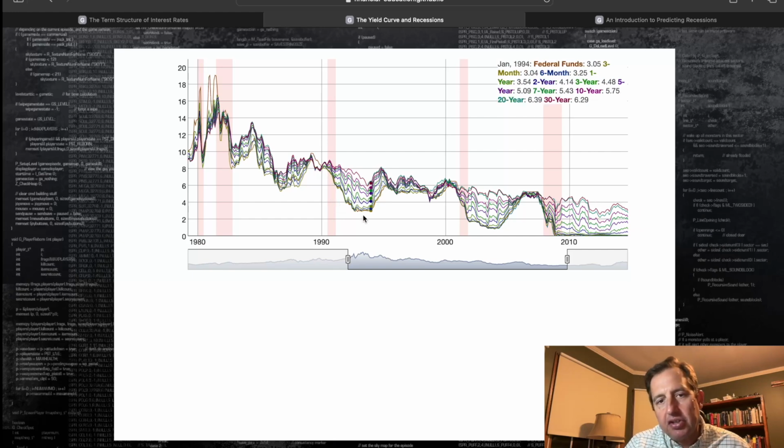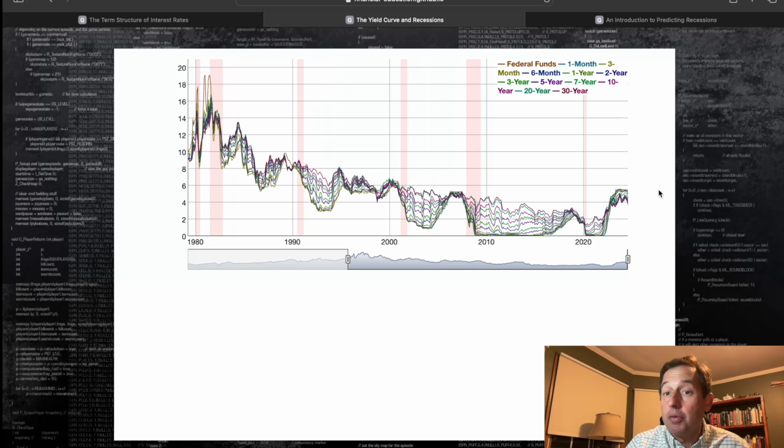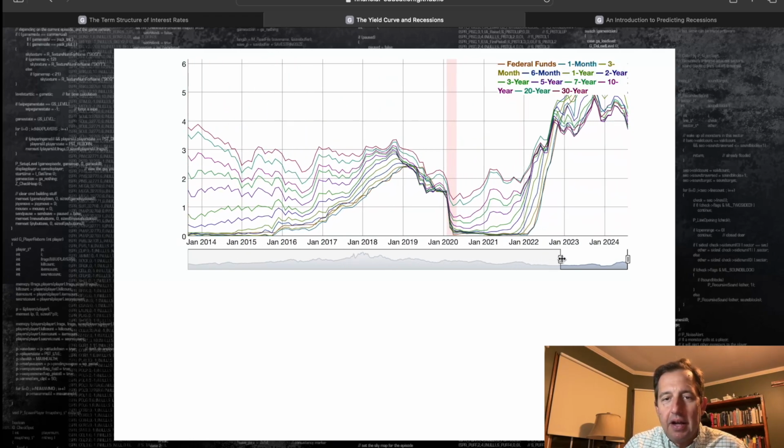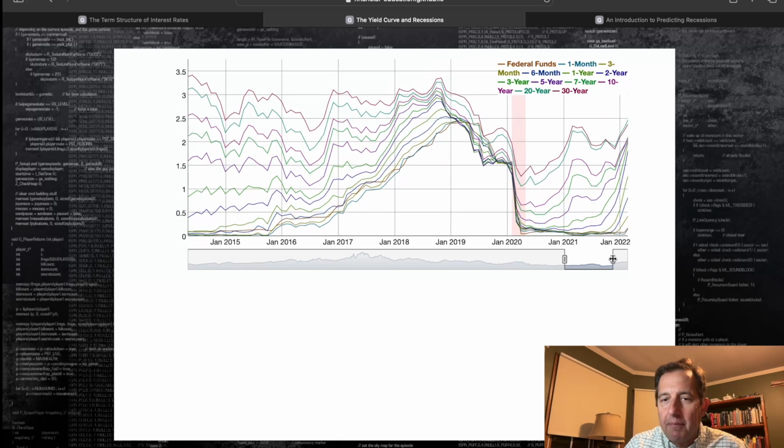Then we go into a recession, and then it uninverts fairly quickly. One other interesting one to talk about: we can go look at COVID. This was one the market participants were talking a lot about.